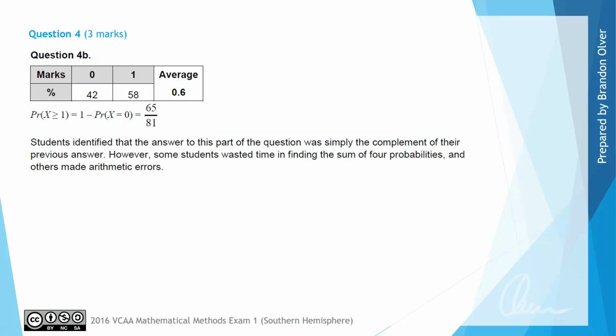From the examiner's report we can see once again 58% of students got this right, and the examiner's report goes on to state that students did identify that the answer to this part of the question was simply the complement of their answer above. However, some students wasted time in finding the sum of 4 probabilities rather than using complementary events, and others made errors in their arithmetic.